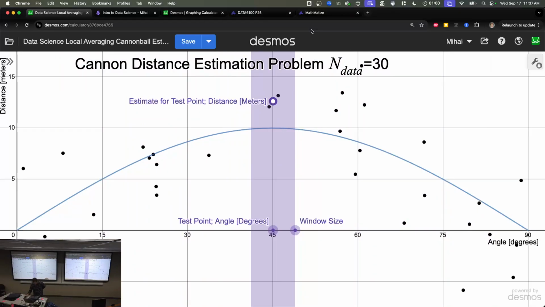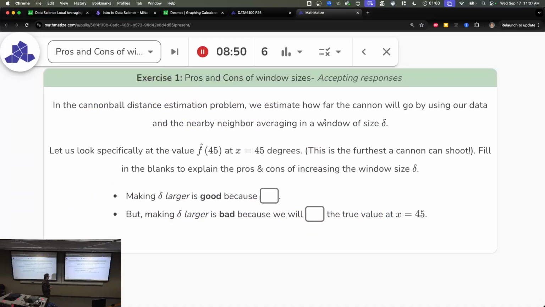And so that's the first mathematized question: what is good about making the window size larger? And this one I let you write some words. You should try to keep it to like 1 word. If you want to do 1 or 2 words, that's okay, but don't do like a paragraph. Maybe 3 words, I'll make 3 the maximum. And then this one I think is a choice.